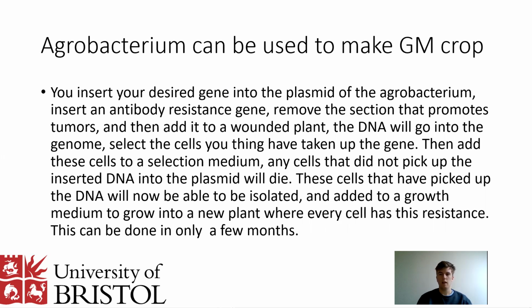The cells that have picked up the DNA will now be able to be isolated. So you've tested which ones they are, you isolate them into a separate petri dish, and you add them to a growth medium with nutrients, etc., to grow the new plant. So you've grown it now from one cell. So when the plant grows, every single cell will have this new resistance or the desired gene that you added, for example, resistance to a virus. And this whole process can be completed within only a few months.